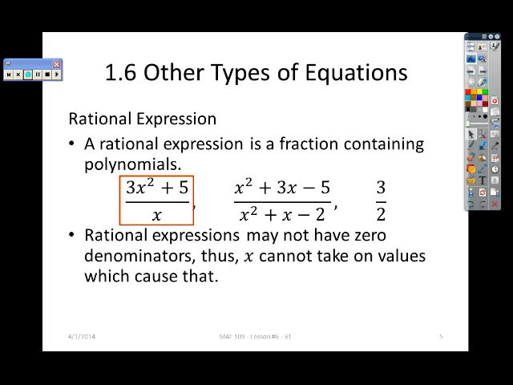If you're looking at a rational expression like this one, if you let x equal 0, you'd be dividing by 0, right? So we can't let x equal 0 in this expression. Otherwise, we'd have an undefined situation. Over here, x equals 0 is no problem. But there would be some other value that would be a problem. So we have to ensure we don't have values of x which cause the denominator to be 0.